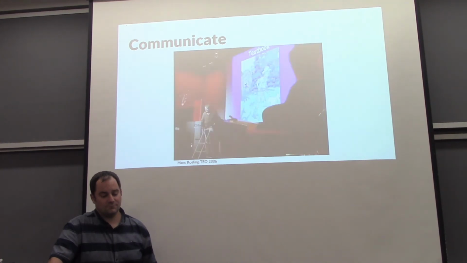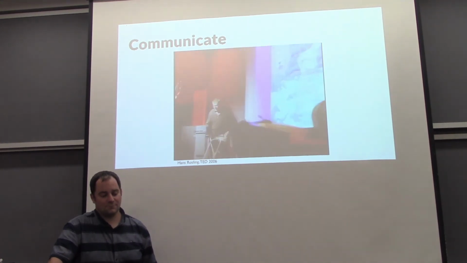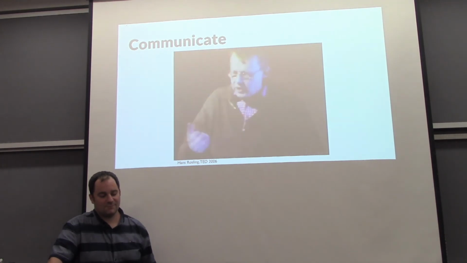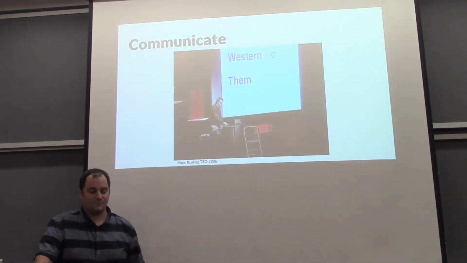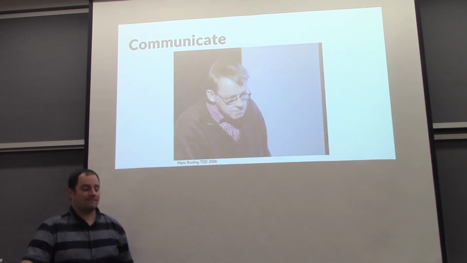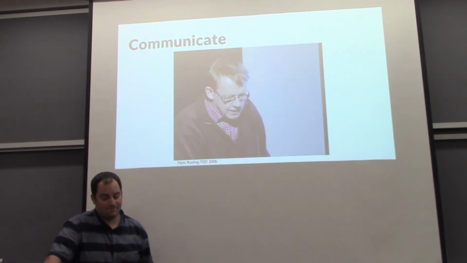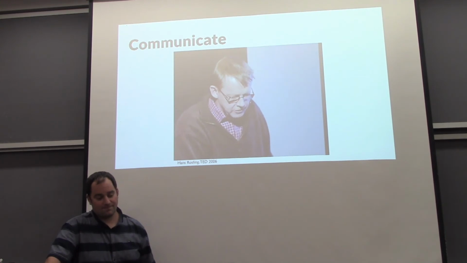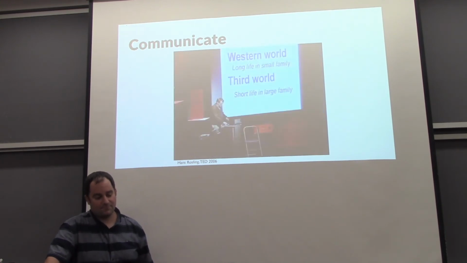Well, I first discovered that the textbook was Tintin mainly. And they said the world is still we and them. And we is the Western world, and them is the third world. And what do you mean with Western world? I said, well, that's long life and small family. And third world is short life and large family. So this is what I could display here.